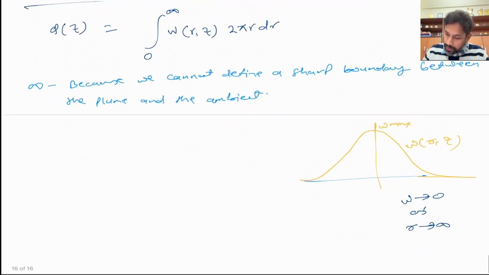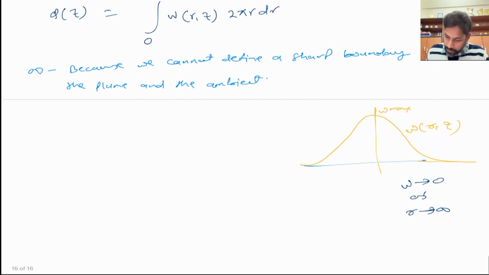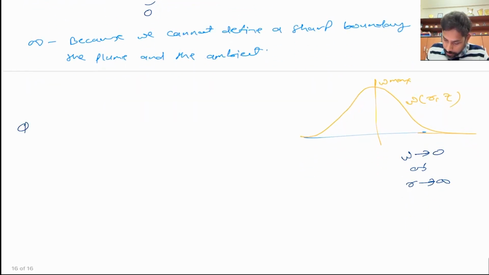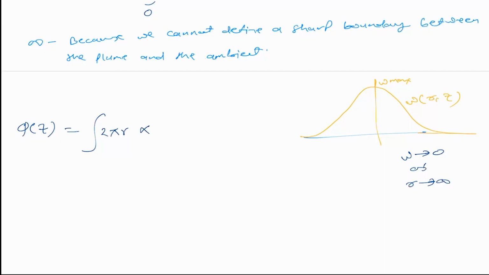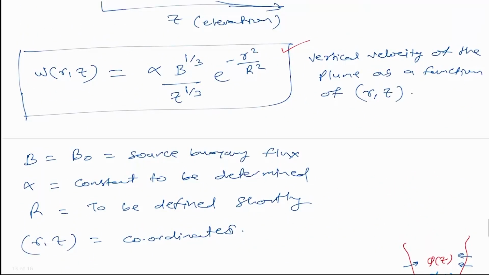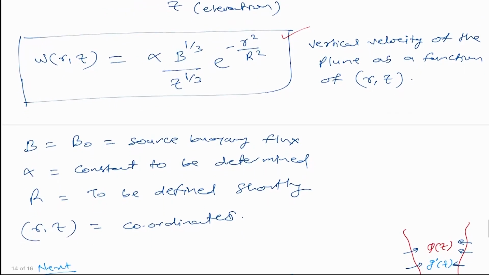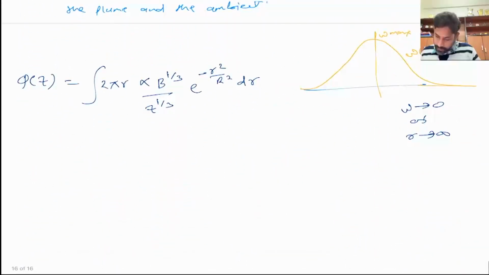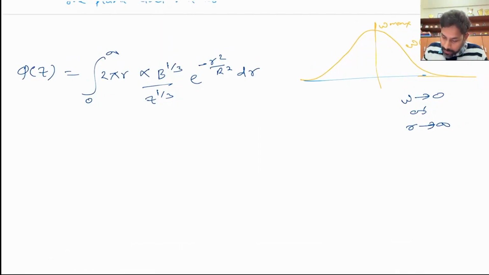All right, so now we will put the formula for w_r here, which can be given as 2 pi r, where w_r is alpha b to the power 1 by 3 z to the power 1 by 3 e to the minus small r by capital R dr. Okay, where the middle term is this w_r(z), and we are trying to integrate it from 0 to infinity.